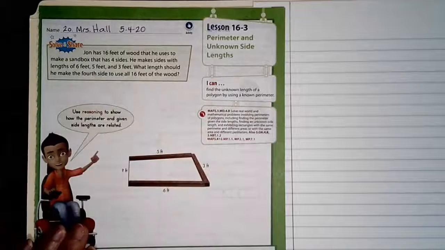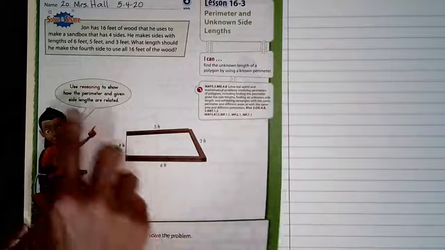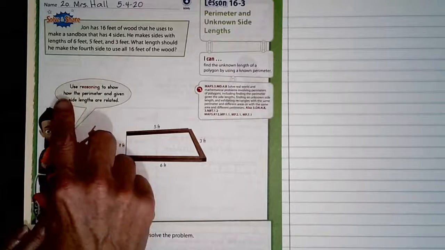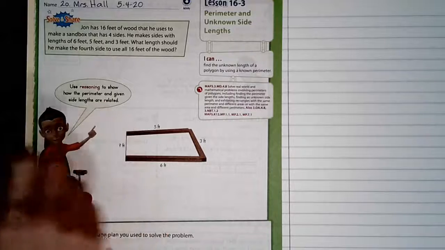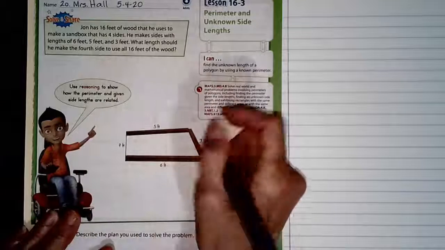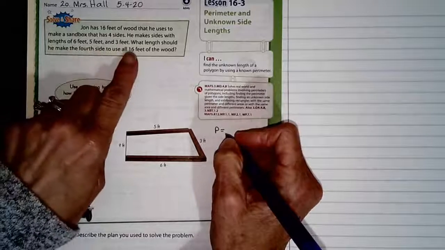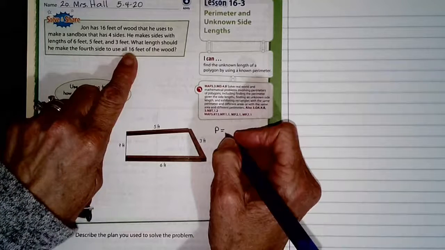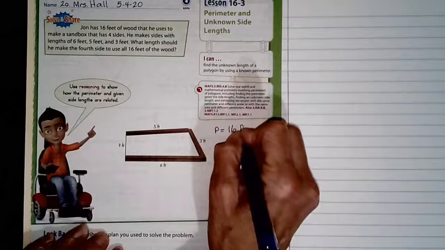So we know that John is making a sandbox and they have a picture right here. Remember, we can use reasoning to show how the perimeter and given side lengths are related. The perimeter equals, and it told us that the total feet was 16 feet. So perimeter equals 16 feet.